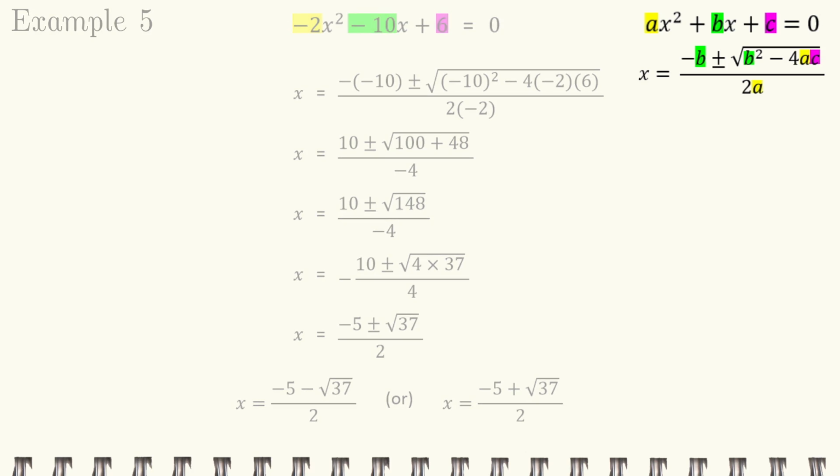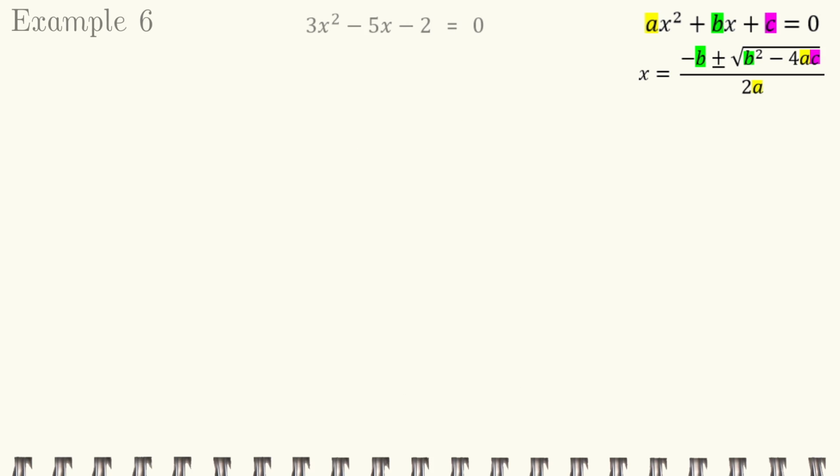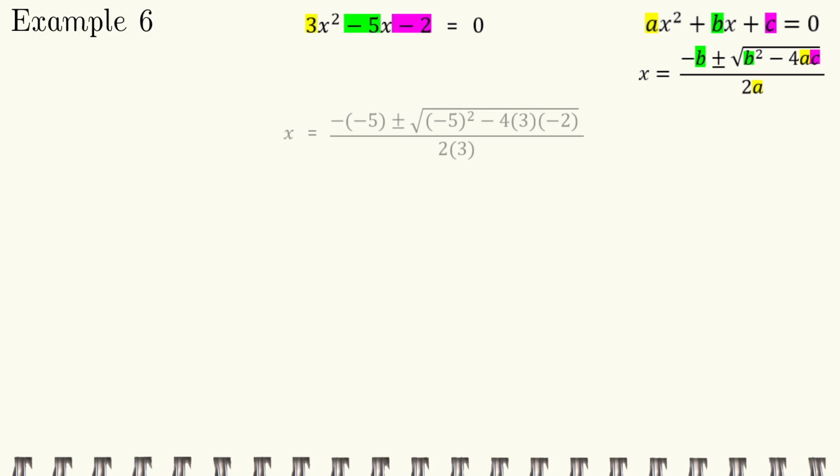Nicely done, guys. I think we're starting to see a pattern. In the next example, we have 3x squared minus 5x minus 2 is equal to 0. Pause, give it a go, come back when you're ready. In this scenario, a is equal to 3, b is equal to negative 5, and c is equal to negative 2. Plug it into your quadratic equation and solve.